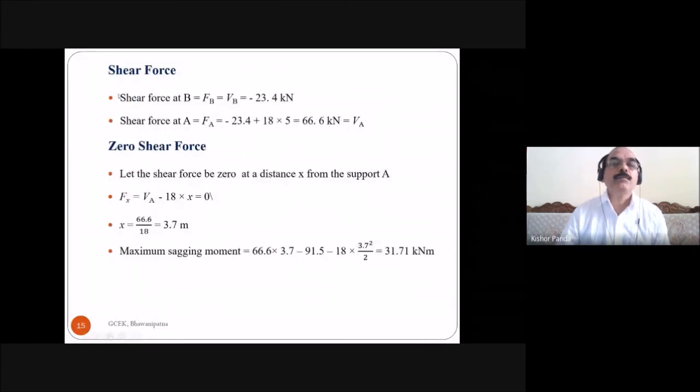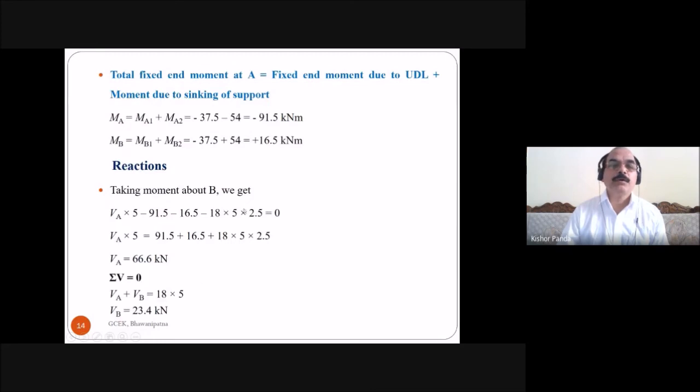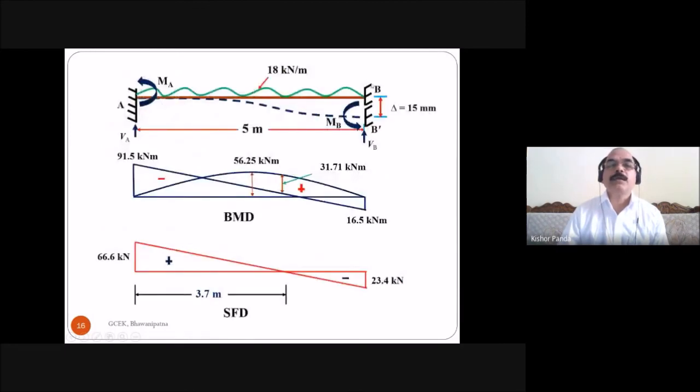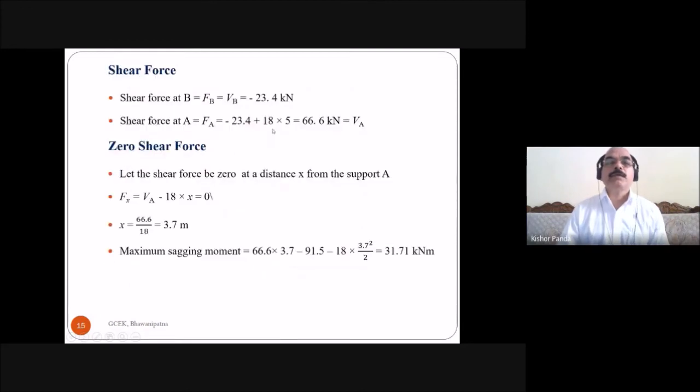Then you have to find out the shear force at different positions. Shear force at B, FB is equal to VB, which is minus 23.4 kilonewton, because this is the reaction at B. Then shear force at A is equal to minus 23.4 plus the load present on the beam, 18 into 5. So this is equal to 66.6 kilonewton. Shear force at A is 66.6 kilonewton and shear force at B is minus 23.4 kilonewton.